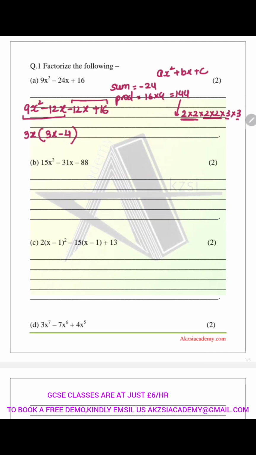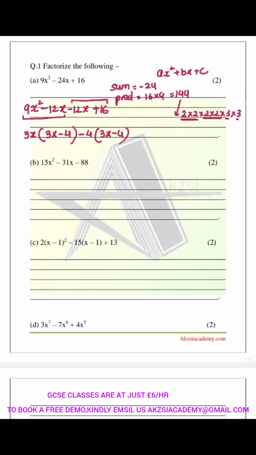If you're not sure what I'm doing, you can go to the sheet 1 and the link I have already attached in the description box. Now here from the pair 2 I can take out minus 4 as common. So remaining would be 3x minus 4.